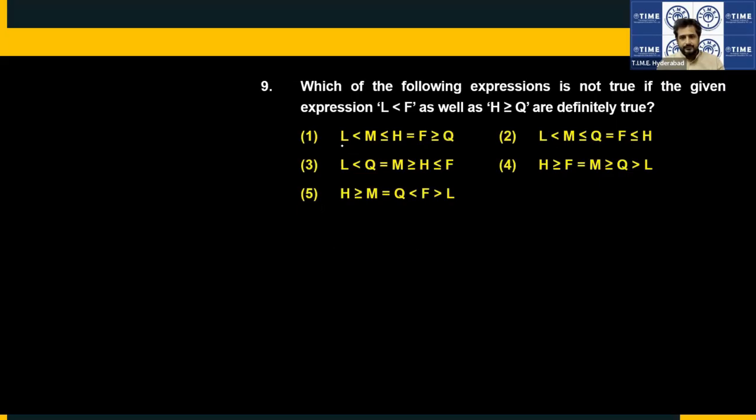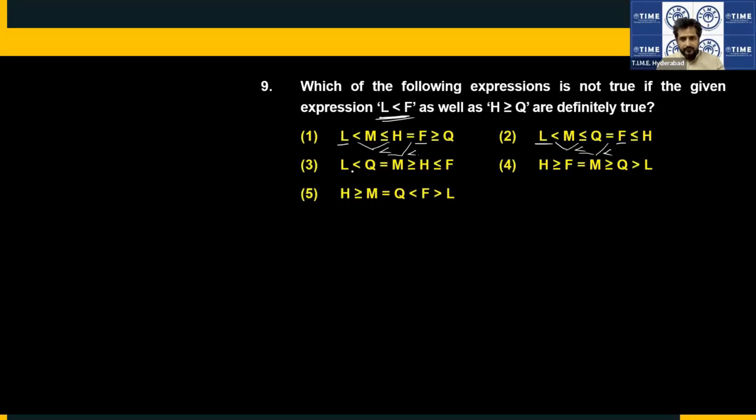L less than F. L and F are here. Less than and less than or equal to leads to less than. Less than and equal to leads to less than. L less than F. As of now, the first one is true. That's fine. Now let's take the L and F. Less than and less than or equal to leads to less than. Less than and equal to leads to less than. L less than F is true. Fine. Even the second option you cannot rule out as of now.